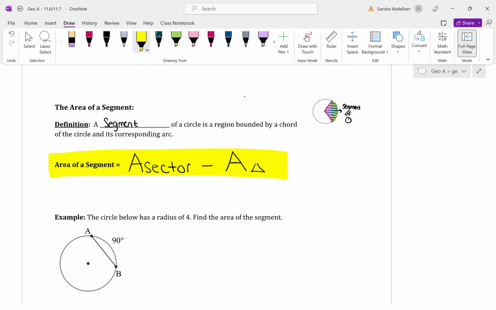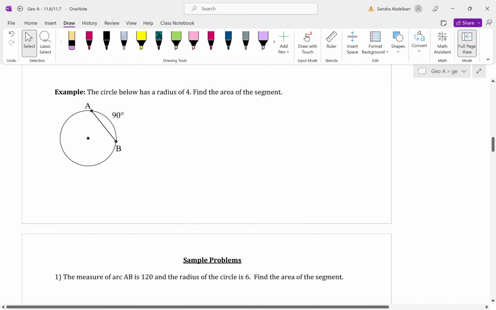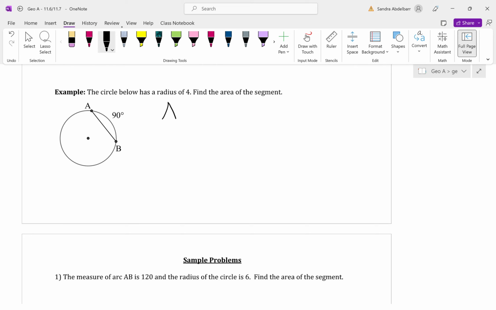All right, ready to try out a problem? The circle below has a radius of 4. Find the area of the segment. So the area of a segment is equal to the area of the sector minus the area of the triangle.